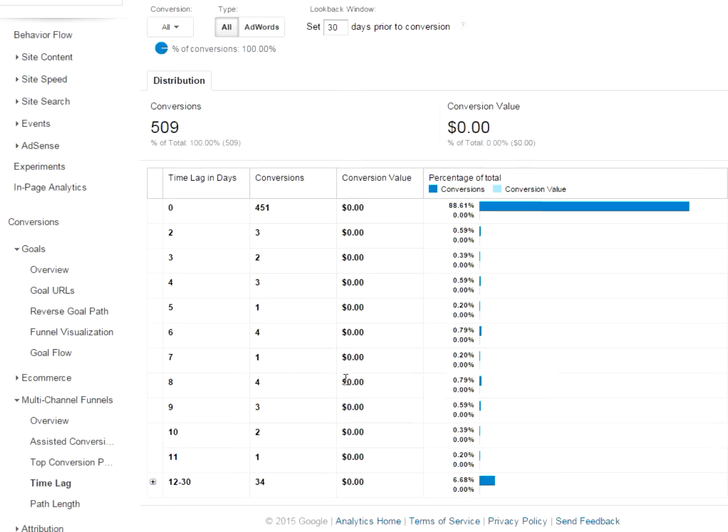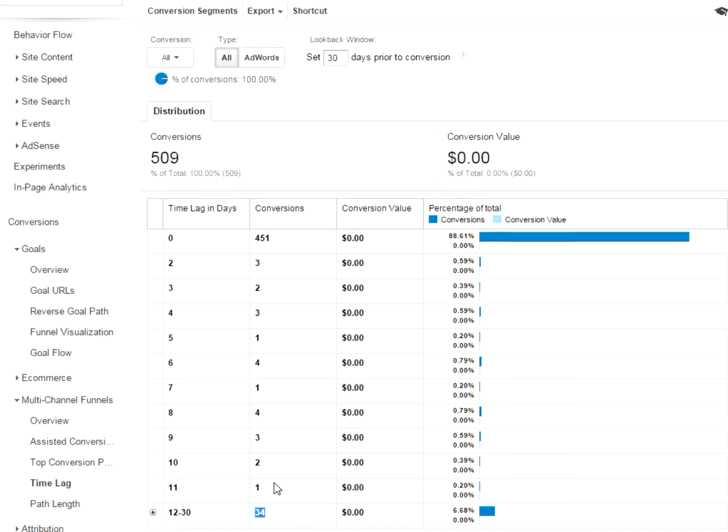You may also want to look at the time lag area, and here you can see that the conversions tend to happen on the day of the click, but some do happen after, and 34 have happened between day 12 and 30. Now this would be a result of remarketing, and I would start experimenting with stretching our remarketing window to over 30 days to see how that affects this number.